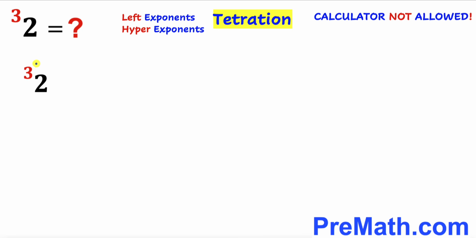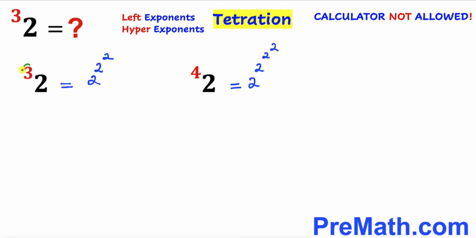Now we are going to focus on this 2 with the left exponent 3. This could be written as 2 power 2 power 2. So if this left exponent is 3, then we are going to make a tower of these 2's 3 times. And here's another example, where our left exponent is 4. This time we are going to have a tower of 2's, 4 times.